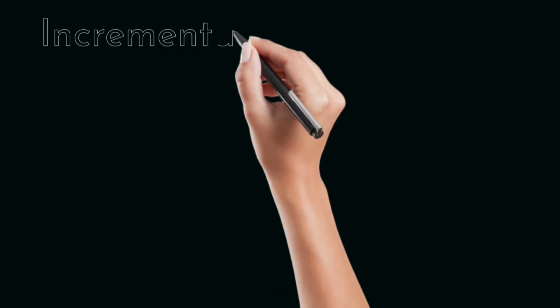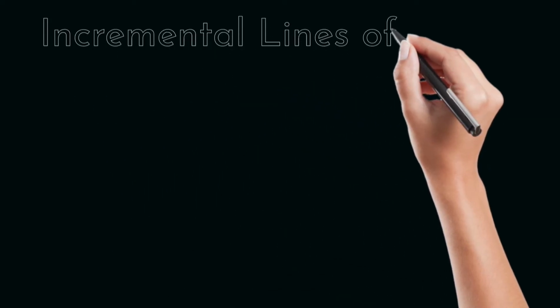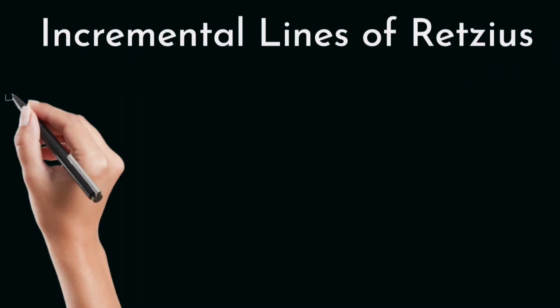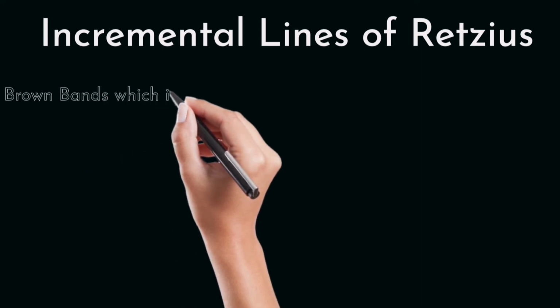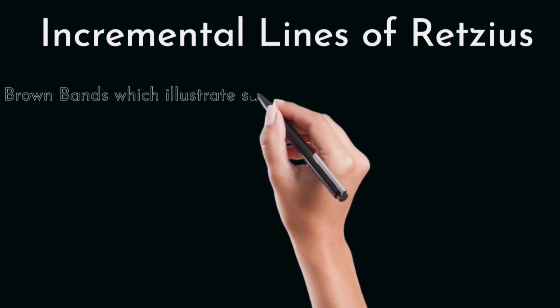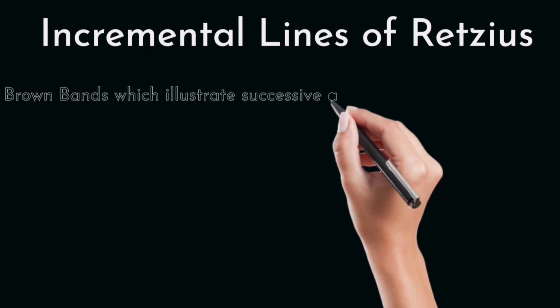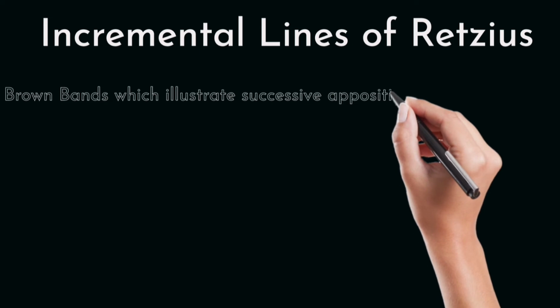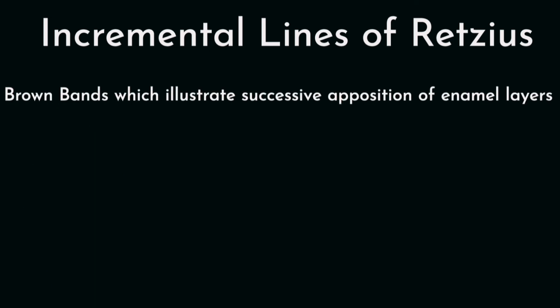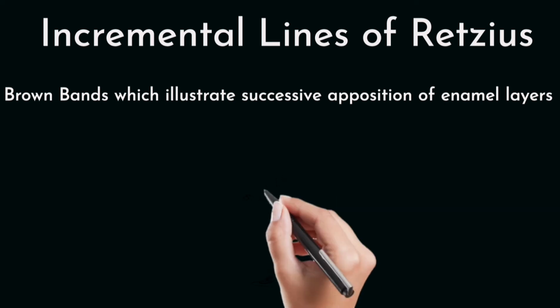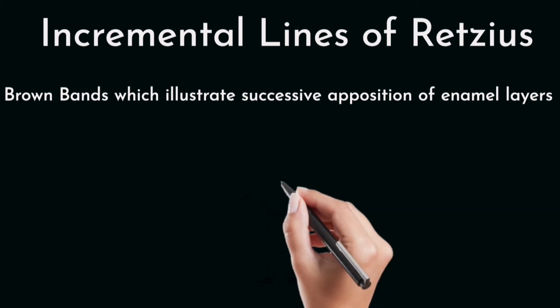Now, moving on to the next part, we have the incremental lines of Retzius, or we also call it the stripe of Retzius. So, what is this? It is a brown band which shows the incremental pattern of enamel. In simple words, this is a successive apposition of layers of enamel during formation of enamel. So the enamel is formed in layers, and these incremental lines show the layered structure of enamel.